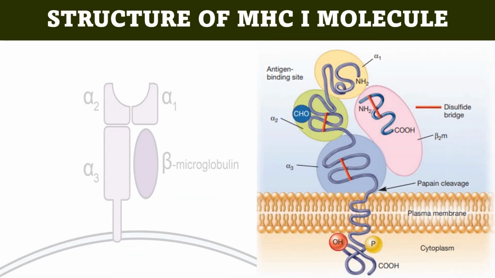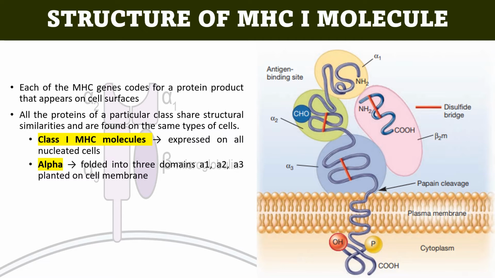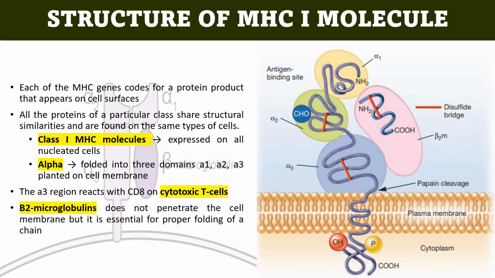The structure of the MHC1 molecule. Each MHC gene codes for a protein product that appears on the cell surface. All the proteins of a particular class share structural similarities and are found on the same type of cell. Class 1 MHC molecules are expressed on all nucleated cells, with the alpha chain folded into three domains, A1, A2, A3, planted on the cell membrane as you can see on the diagram. The A3 region reacts with CD8 on cytotoxic T cells. Beta-2 microglobulin does not penetrate the cell membrane, but it is essential for proper folding of the alpha chain.